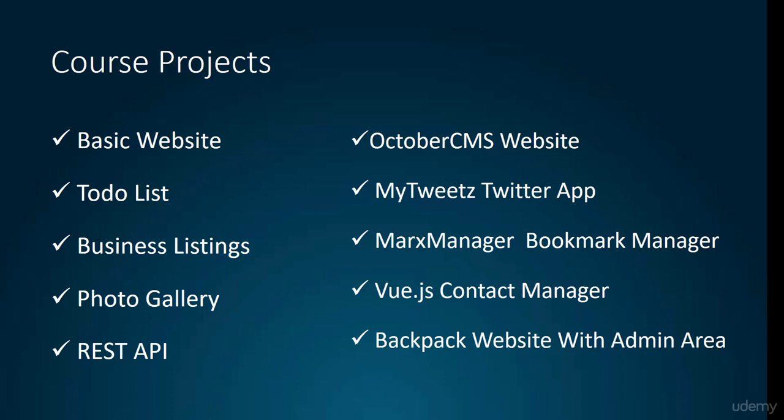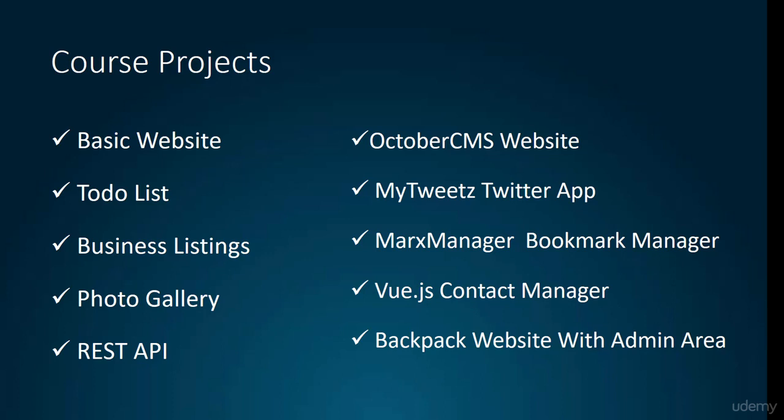Then we're going to move on to build a website with something called October CMS, which is a content management system built on Laravel. I thought it would be interesting to take an existing production application built on Laravel and build a website with it. Then we'll be building an application called My Tweets, which will integrate with the Twitter API. We'll be able to post the tweets in our application as well as compose them.